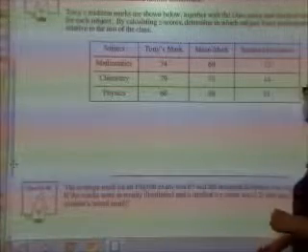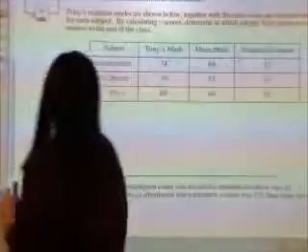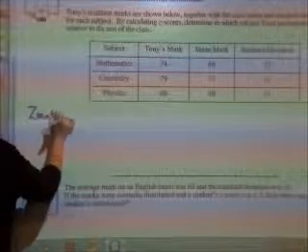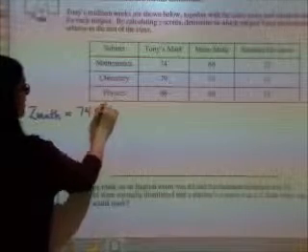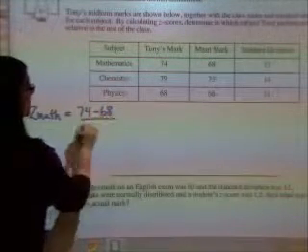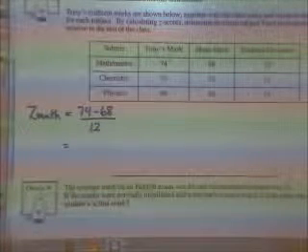These are Tony's midterm marks for the subjects, math, chem, and physics. So you've got Tony's mark, the class average, and then the standard deviation for each course. So if I calculate his Z-score for math, it would be his mark minus the mean divided by the standard deviation. So take your calculator and tell me what is 74 minus 68 divided by 12.